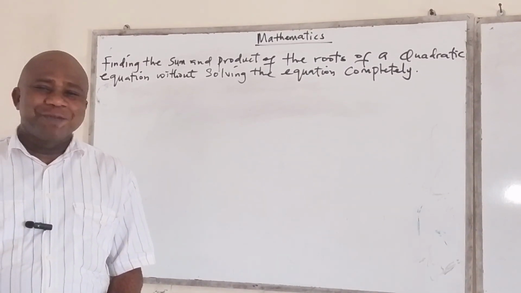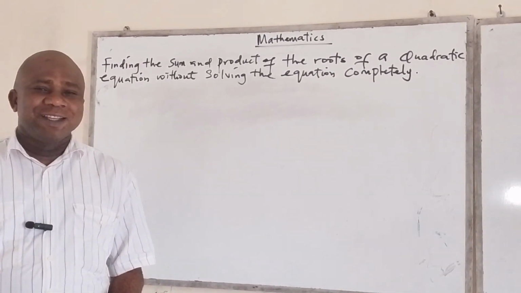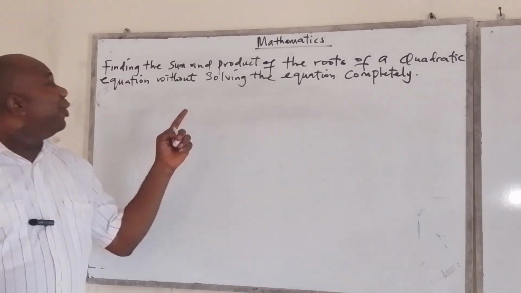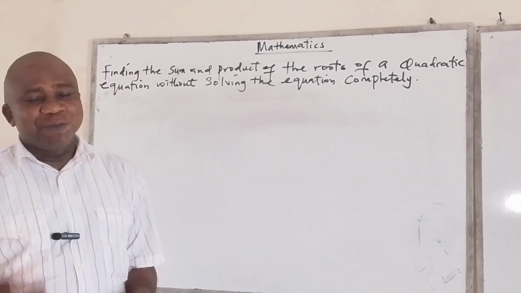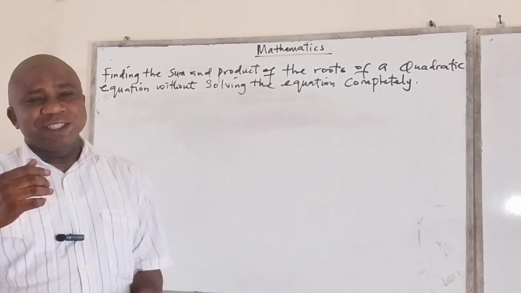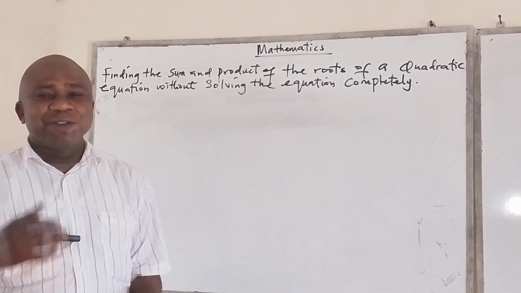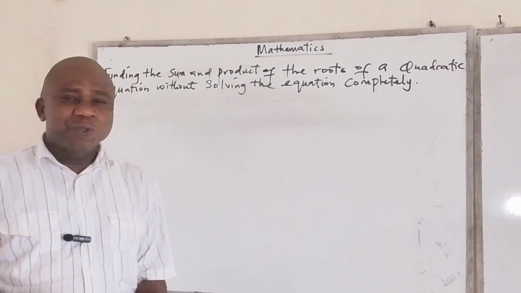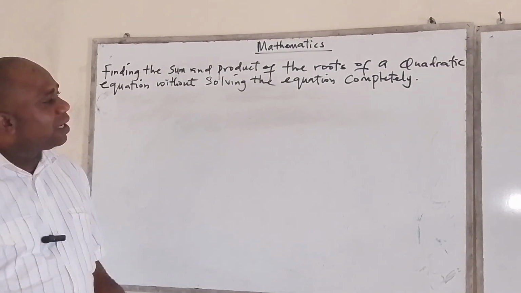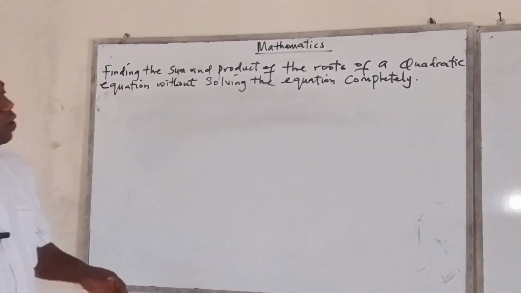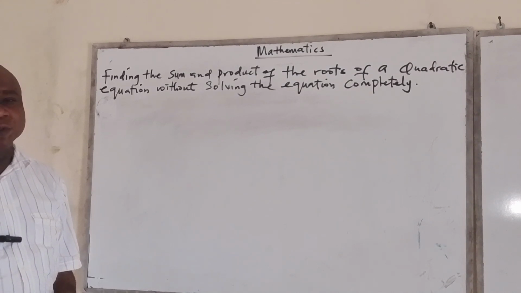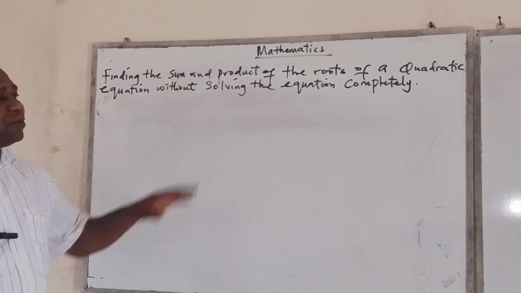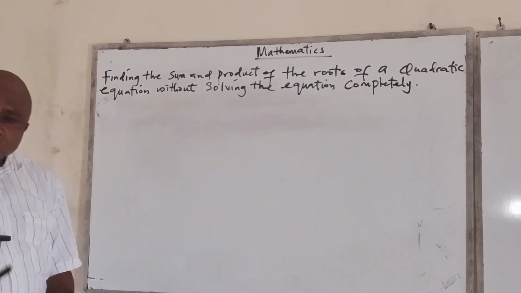Welcome to I Square Maths Academy class on finding the sum and factorization method, the completing the square method, the general quadratic formula method, and of course the graphical method. So today I want us to look at how to get the sum and products of the roots of a quadratic equation without having to solve the equation completely.